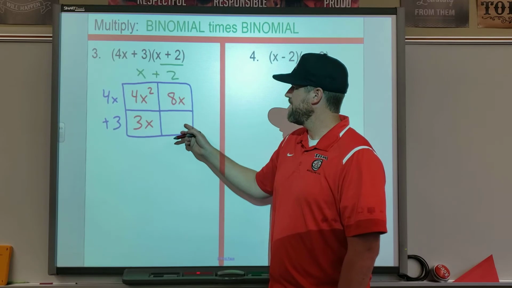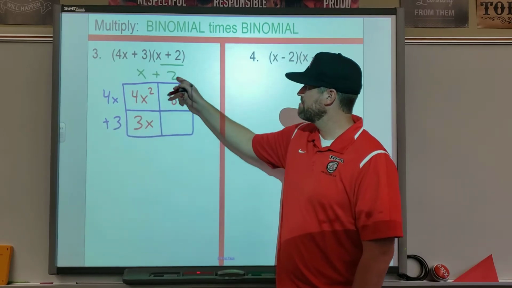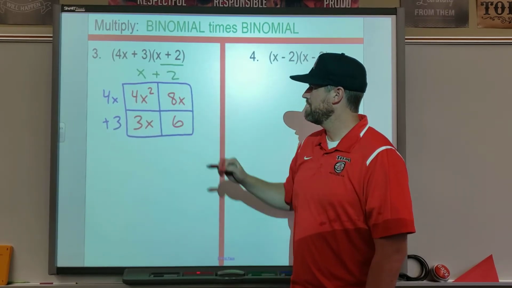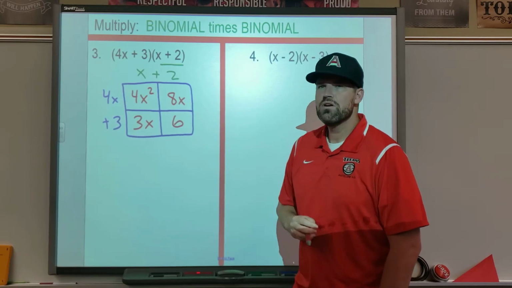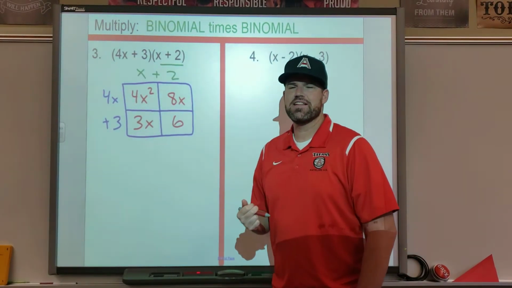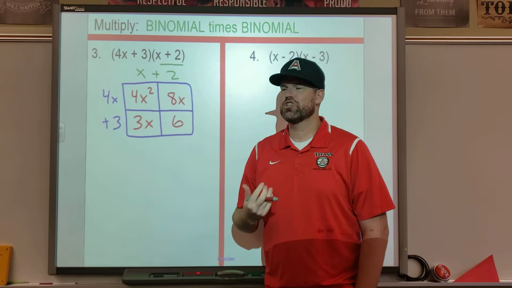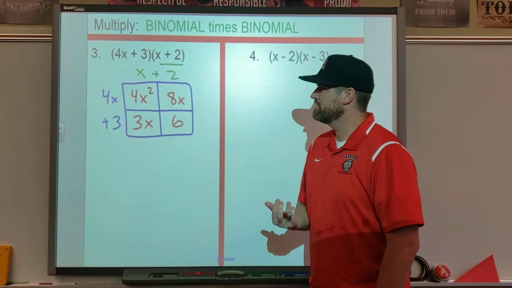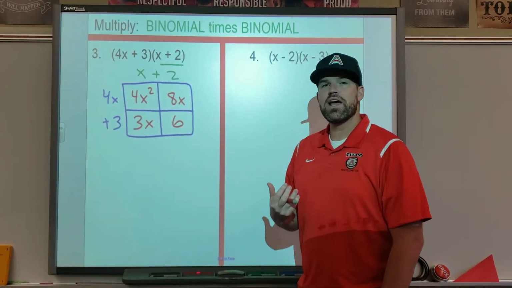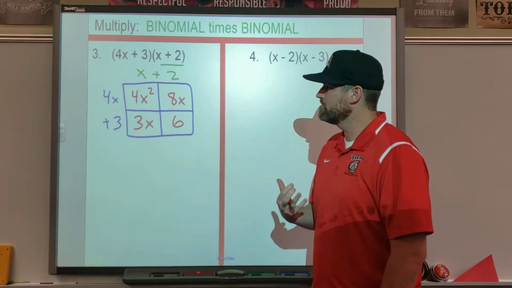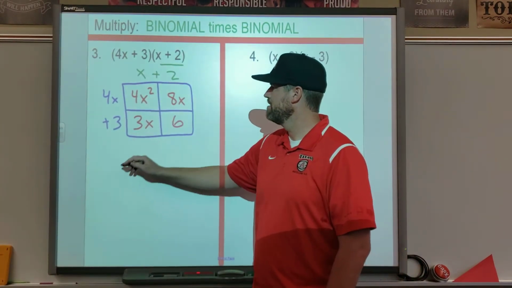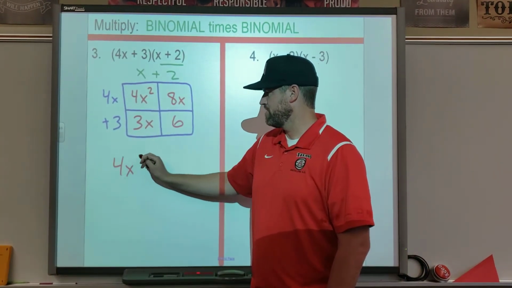And then finally, this last box will be 3 times 2, so positive 6. Once we get all of the terms inside the box, we now need to combine like terms. And this time we do have like terms. So when I combine like terms, I always start with my largest exponent, right, 4x squared. That one did not have any like terms.